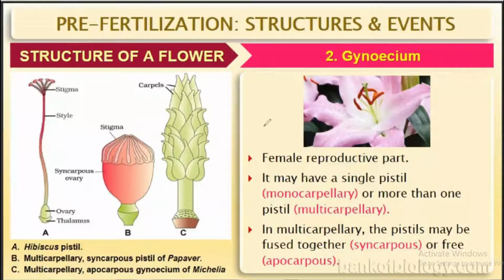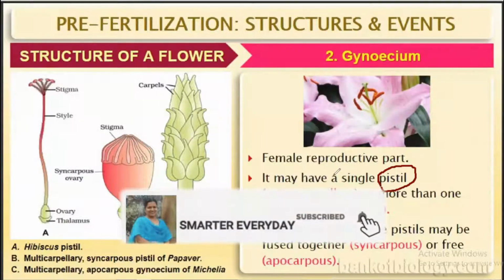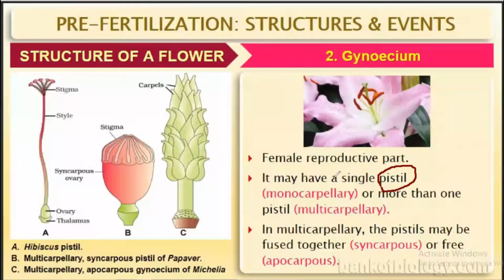Each part of the gynoecium is known as pistil, or otherwise known as carpel. If more than one pistil or carpel is present, that is known as multicarpellary. If there is only one pistil or one carpel present, that is known as monocarpellary.